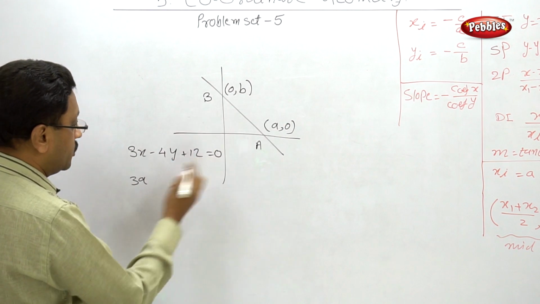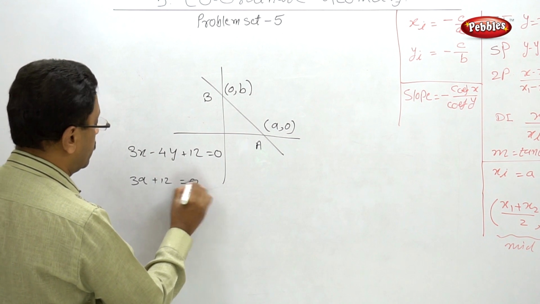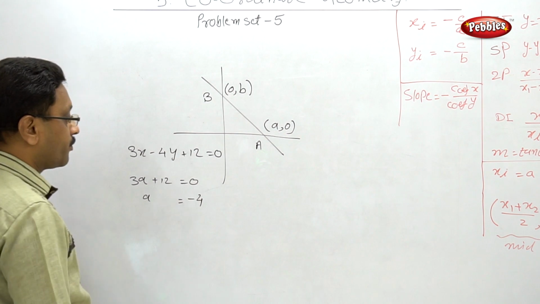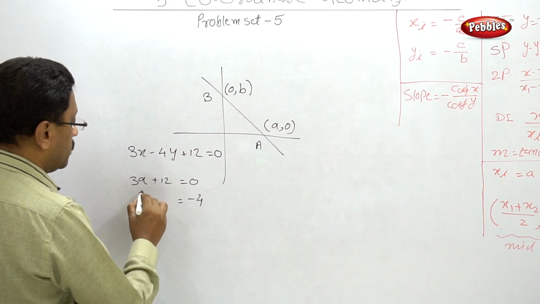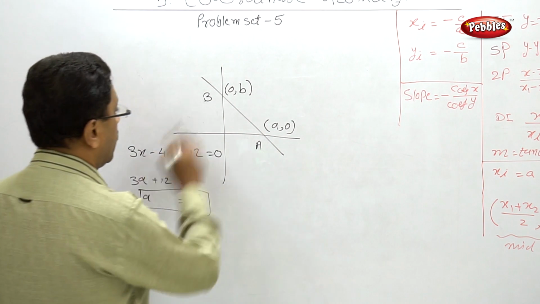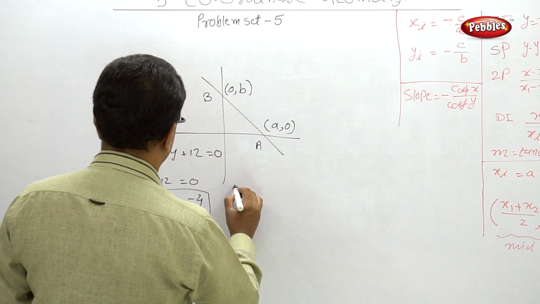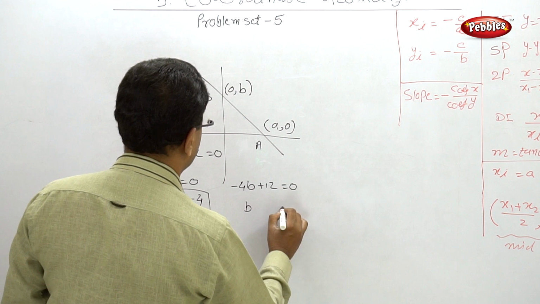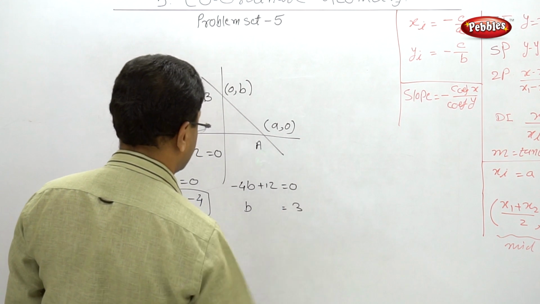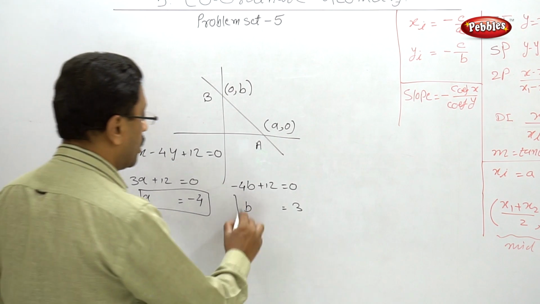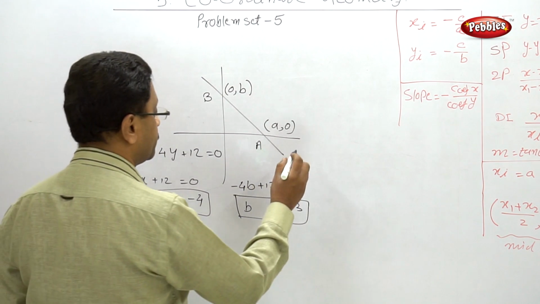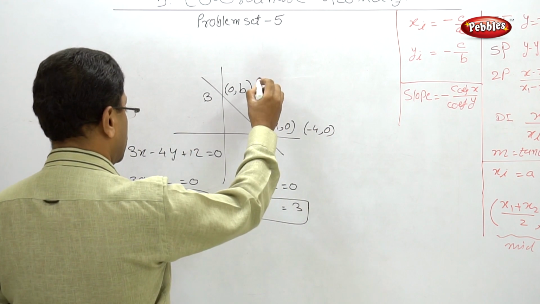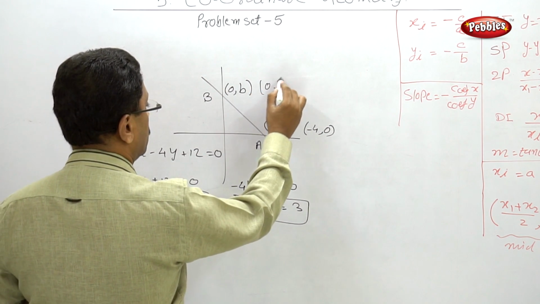3a, and y is zero, so need not bother, plus 12 equal to 0. So a is equal to minus 4. And if we substitute x equal to 0, so minus 4b plus 12 equal to 0, so b is equal to 3. So we have got a and b, so we got these 2 points. We have got this as minus 4, 0 and this point we have got as 0, 3.